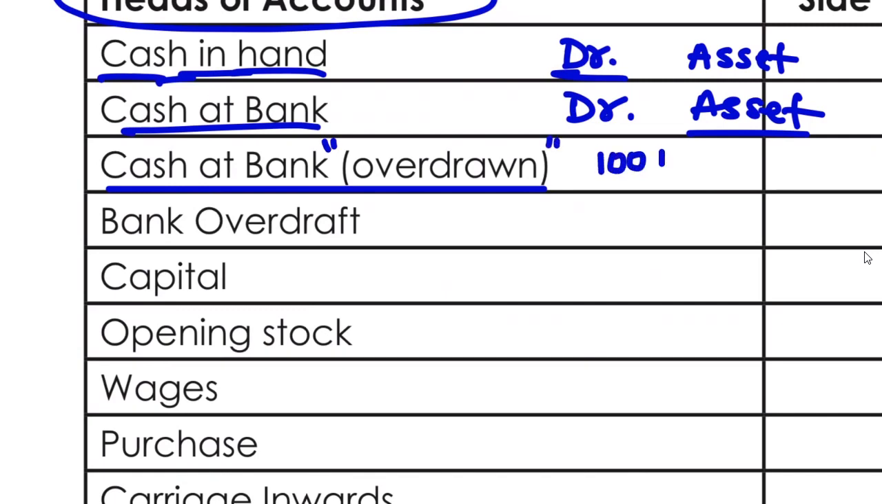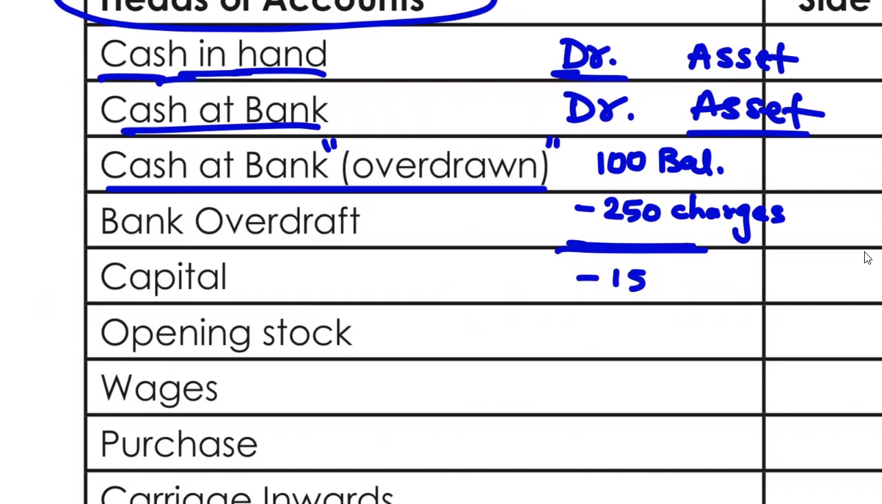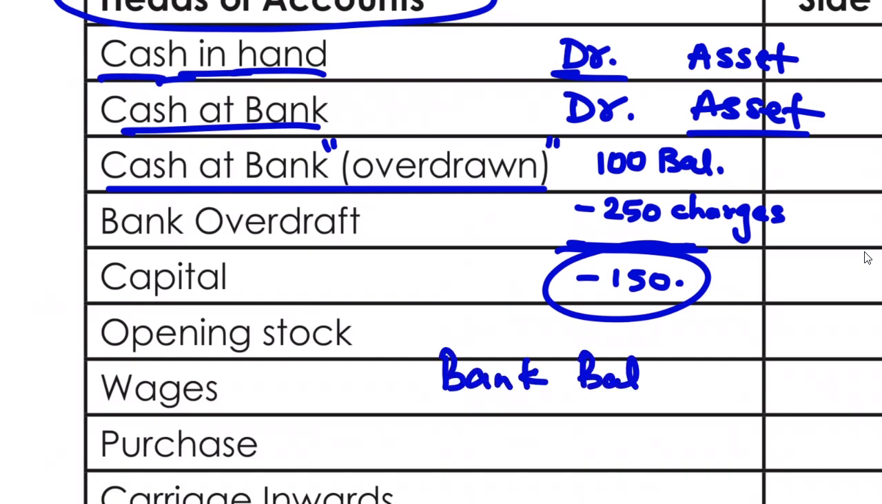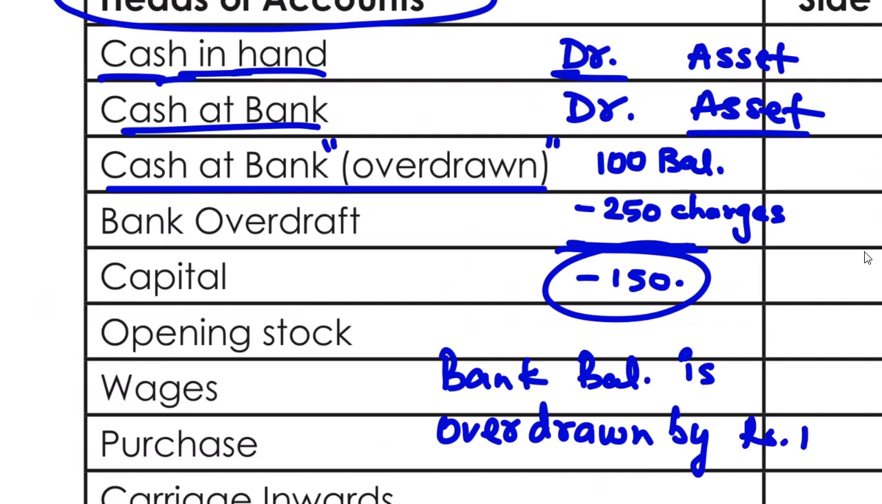I have 100 rupees in my bank account, and this is my balance as of now. But the bank has imposed some charges of 250 rupees. Now what is the balance in my account? It is negative 150. So I will say my bank balance is overdrawn by rupees 150.